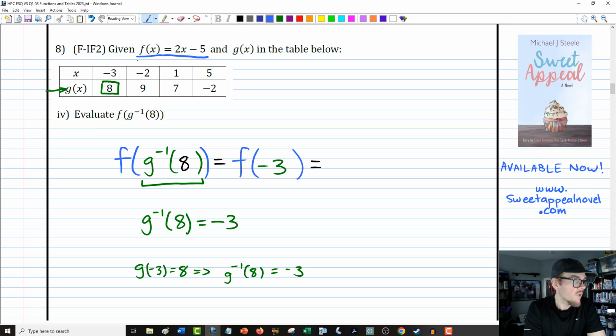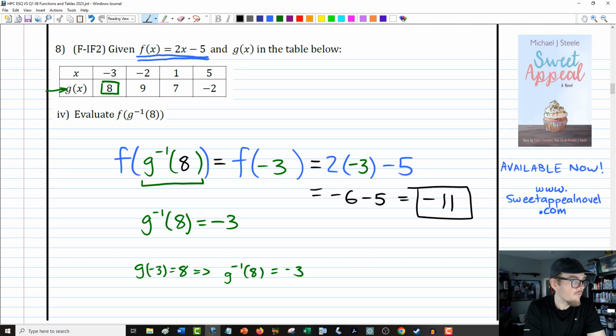Well, fortunately for us, we can see what f is. It's still that line, 2x minus 5. So 2 times x minus 5, and that x is going to be negative 3. Cleaning this up slightly, we get negative 6 minus 5, which equals negative 11. So f of g inverse of 8 is equal to negative 11. And once again, we've navigated a function composition, even one that involved an inverse, dropped in for some variety.